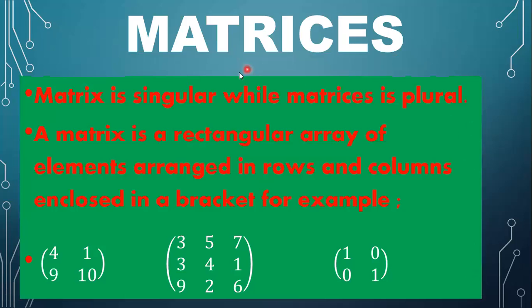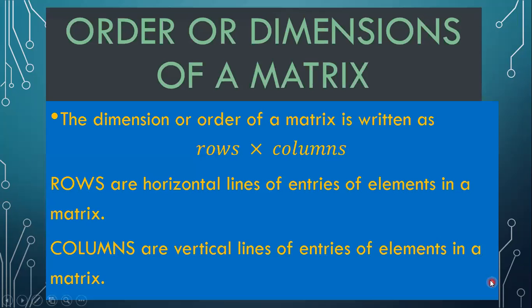If you look at what a matrix is, it is singular, whereas when there are many, we call them matrices. A matrix is also defined as a rectangular array of elements which are always arranged in what we call rows and also columns. And of course, we have brackets that enclose the elements that are arranged in rows and columns. For example, these are the brackets here that are enclosing these elements here. This is another example, and this is also another example of a matrix.